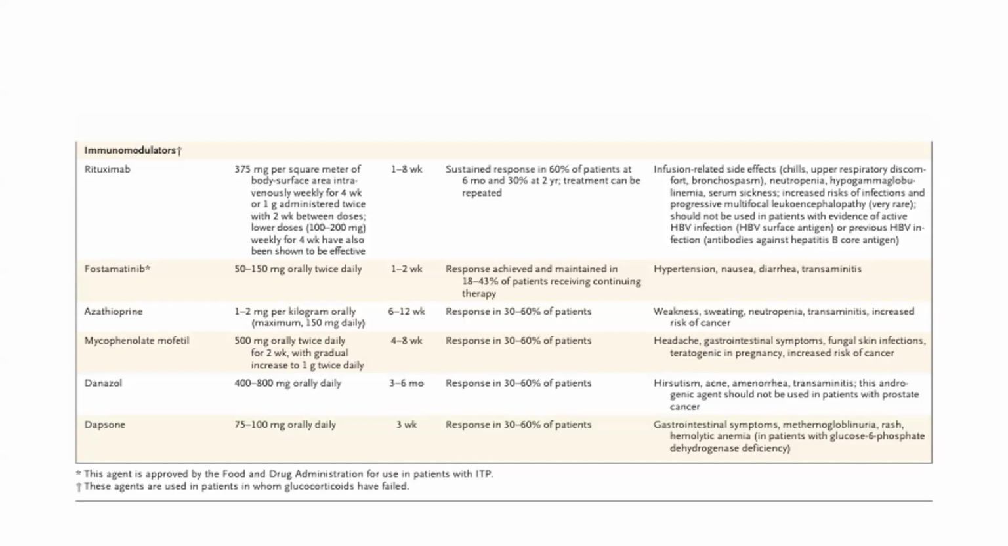Fostamatinib is used in the dose of 50 to 150 mg twice daily. The side effects are hypertension, nausea, diarrhea, transaminitis. Then the next drug that we can use is azathioprine. The dose is 1 to 2 mg per kg orally, maximum 150 mg daily. The side effects are weakness, sweating, neutropenia, transaminitis, increased risk of cancer.